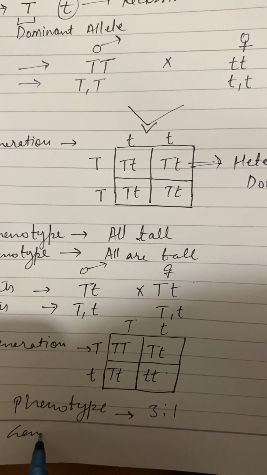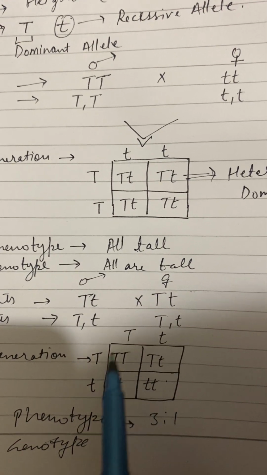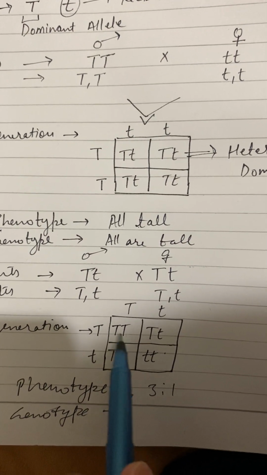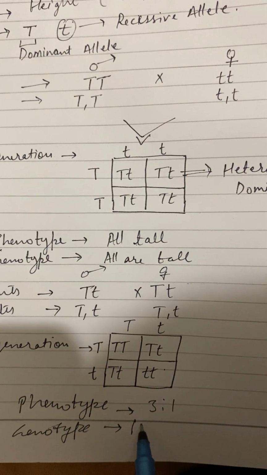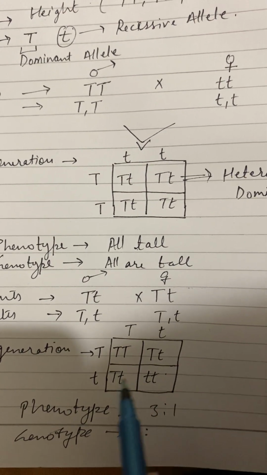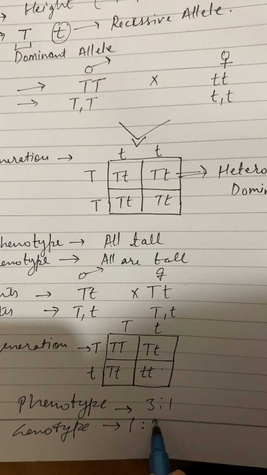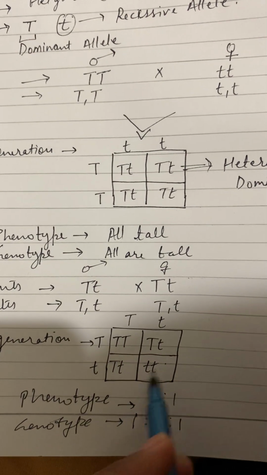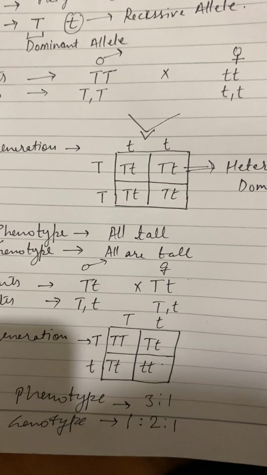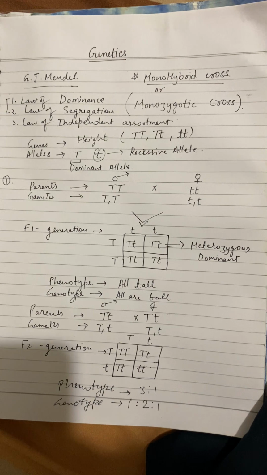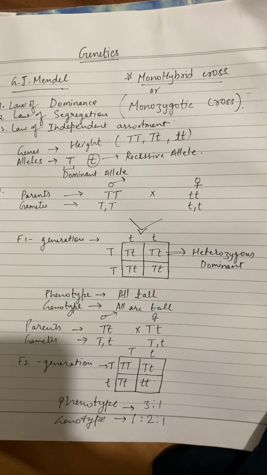Whereas for the genotype, because this tall on the level of genes is different from that tall, we will see that one is homozygous dominant and two are heterozygous dominant. They are not similar when it comes to the genotype. So 1:2:1. And the small one, small t small t, is the homozygous recessive. So this was the whole monohybrid cross. Do let me know if you have any doubts. Thank you.